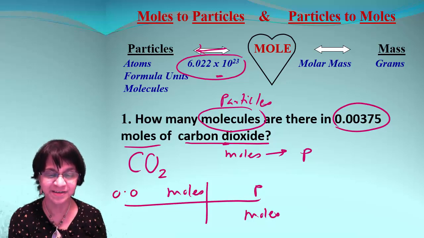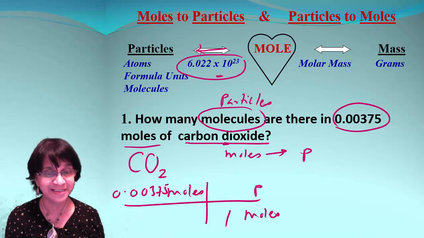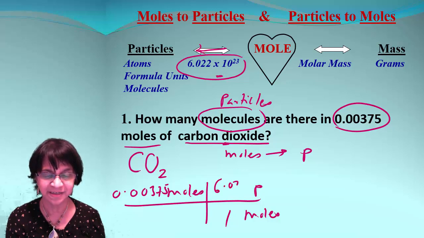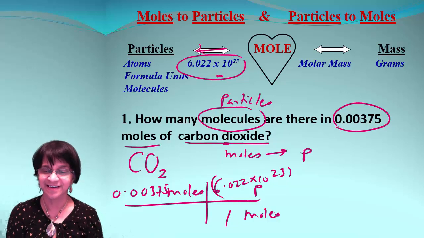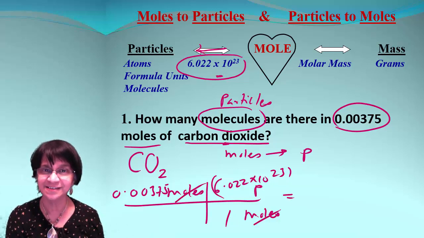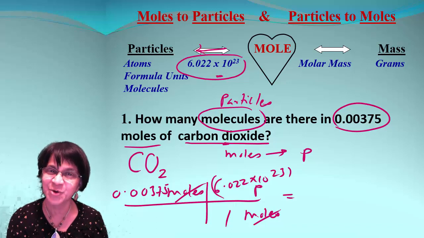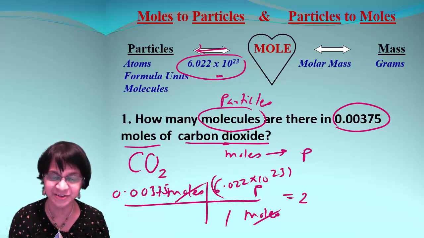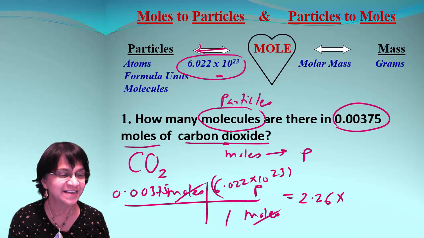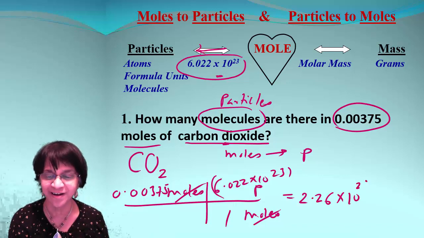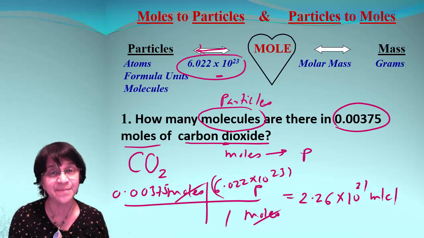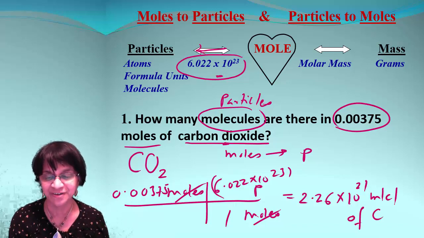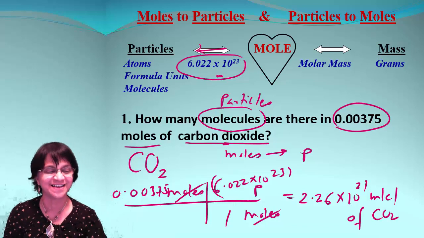Number of moles is 0.00375. Remember, mole is always number 1, and for particles, it is 6.022 times 10 to the 23rd. And then moles are cancelled. We will just multiply and get our answer, which is 2.26 times 10 to the 21, and so many molecules. You can also put molecules as a unit, just for your information, and that is for carbon dioxide.